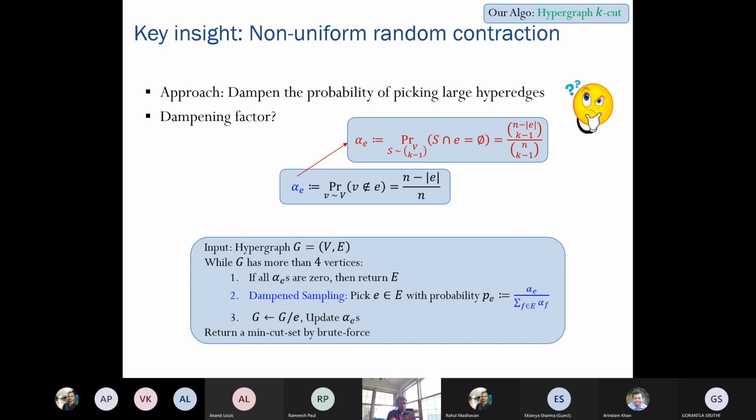And the algorithm is almost the same. Instead of stopping at 4 vertices, you're going to stop at 4 times k minus 1 vertices. And instead of returning a min-cut set, once you have 4 times k minus 1 vertices, you have a constant number of vertices. You want a k-cut set, so you brute force to find a min k-cut set. And that's how we generalize it to larger constants k. I showed you the analysis for k equals 2. For larger constants k, the analysis is along the same lines. You just have to be careful with manipulating the binomial expressions.